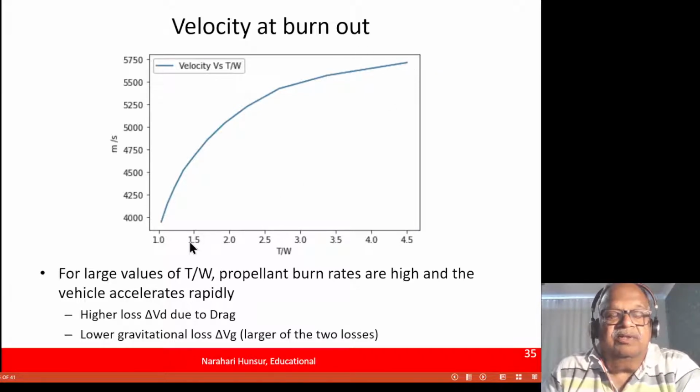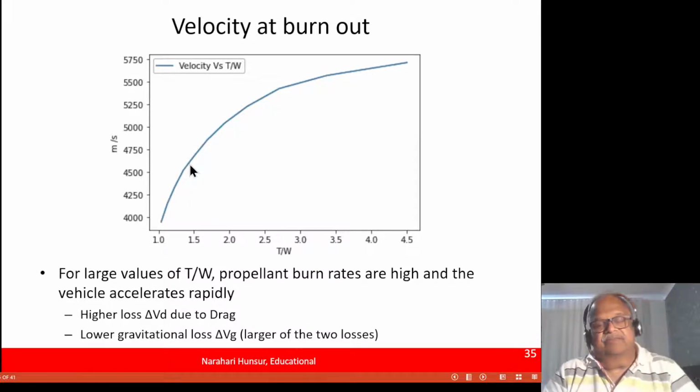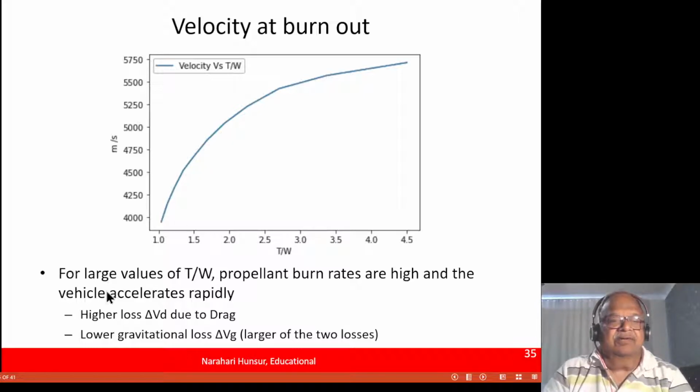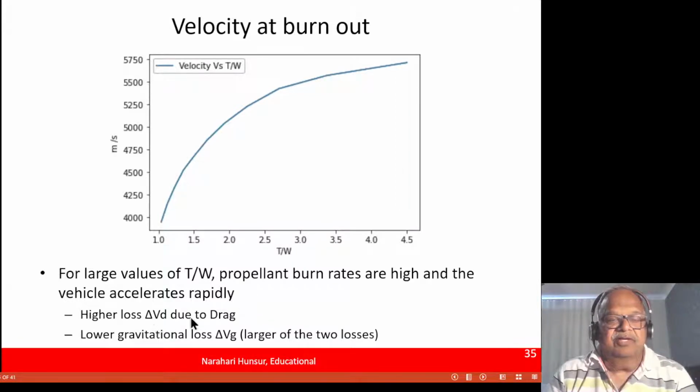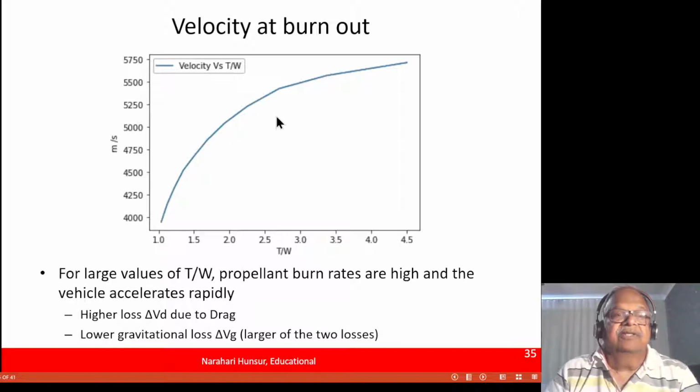Okay, but at lower thrust to weight ratio, the burnout velocity is lower, and this is of course because of the losses. For higher T by W, propellant burn rates are high and the vehicle accelerates rapidly. Higher delta V loss due to drag, lower gravitational loss. So because of lower gravitational losses, you're able to achieve a higher velocity, right?